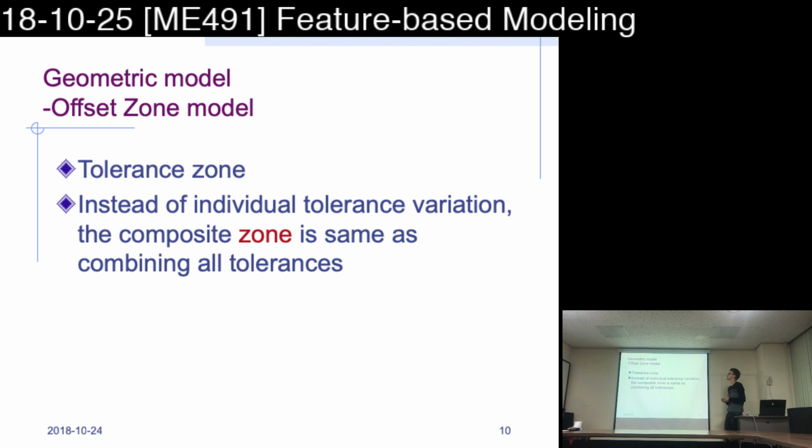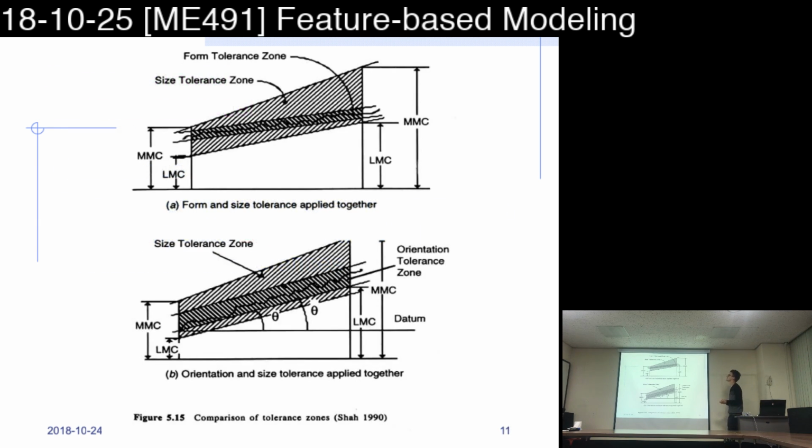Then there's also another way to represent tolerances in the geometric model. That's the tolerance zone. So it looks like this. For instance, we have two types of tolerances, size tolerances and form tolerances, which have different volumes that work with the tolerances. And so you can directly tell the volume that works for both. So it's very visual.